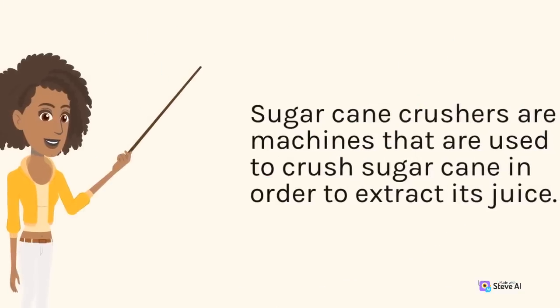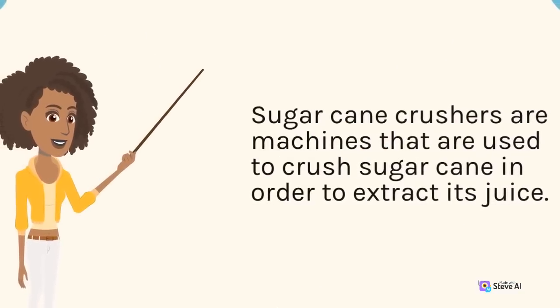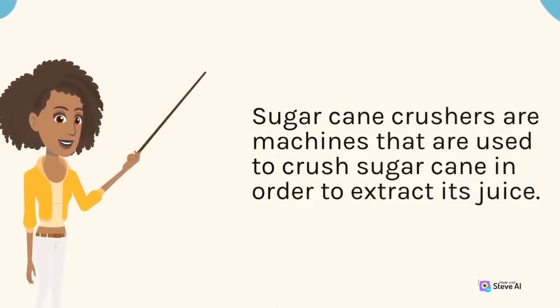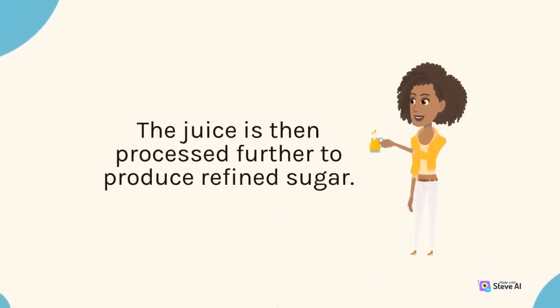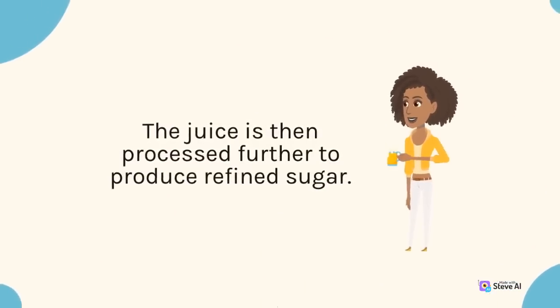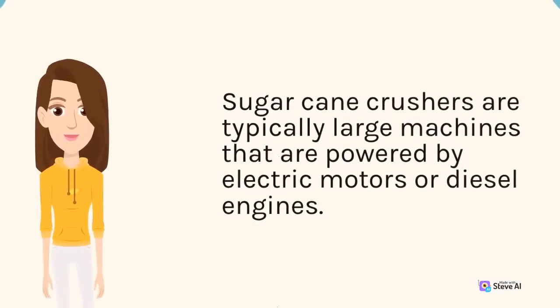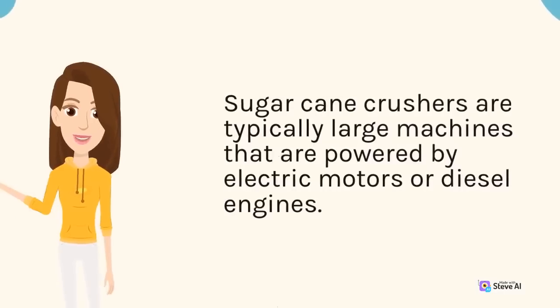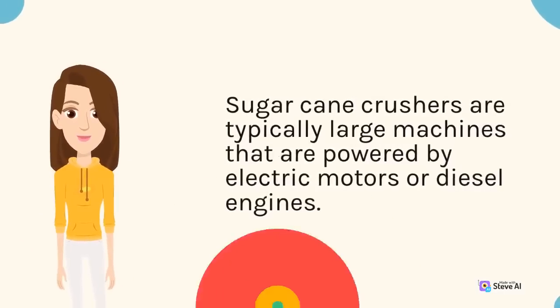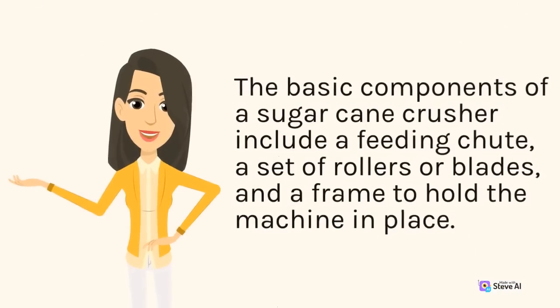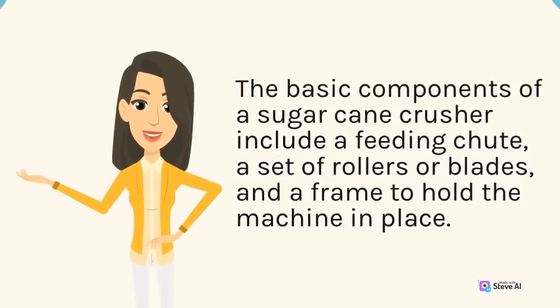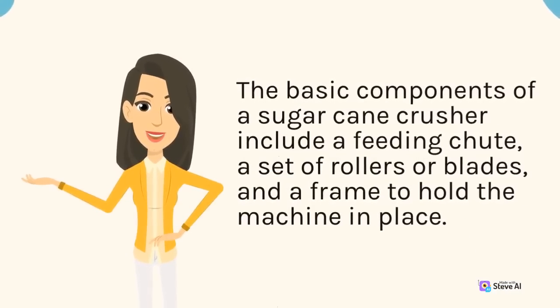Sugar cane crushers are machines that are used to crush sugar cane in order to extract its juice. The juice is then processed further to produce refined sugar. Sugar cane crushers are typically large machines that are powered by electric motors or diesel engines. The basic components of a sugar cane crusher include a feeding chute, a set of rollers or blades, and a frame to hold the machine in place.